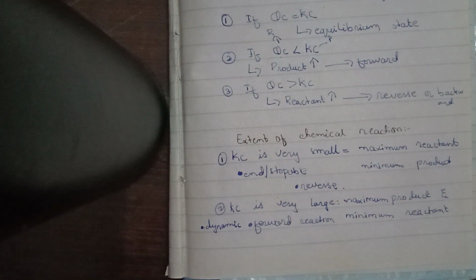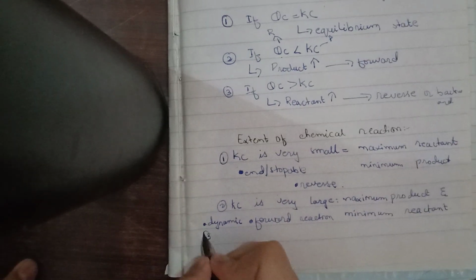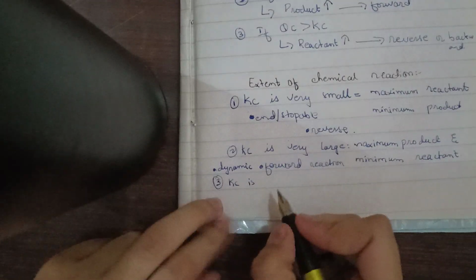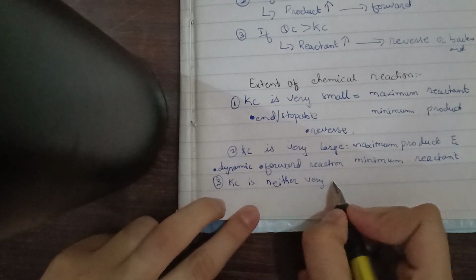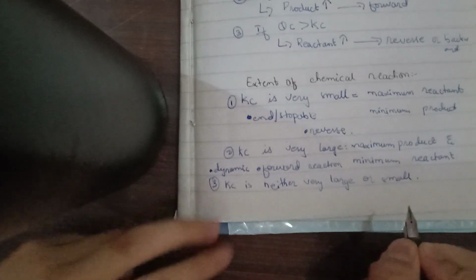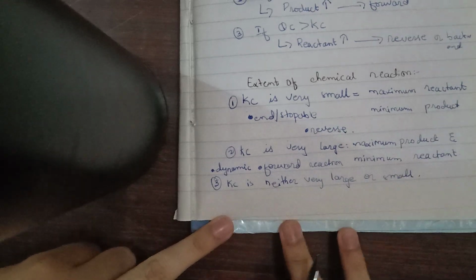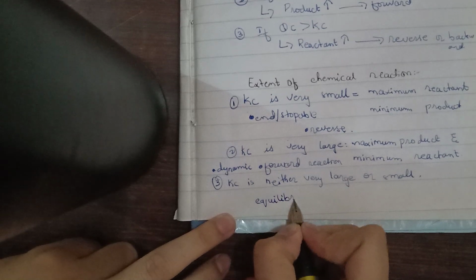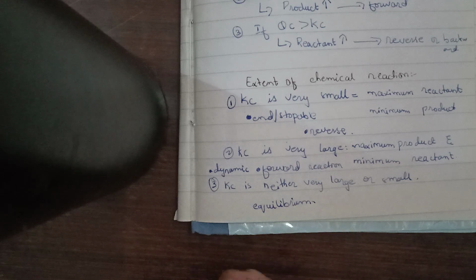Alright, now let's talk about the third condition, that is if Kc is neither very large nor small. So here the condition is stable, it is not very big or very small, so what will it be? It will be equilibrium. So I hope this topic is clear to you.